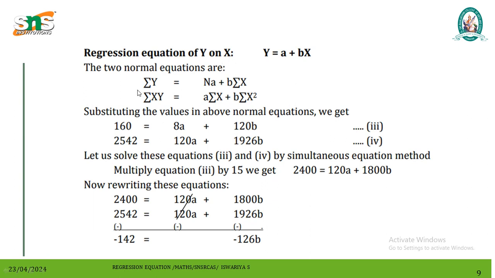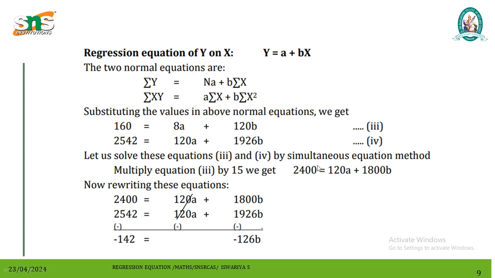So these are the two normal equations of the regression equation of y on x. In the same way, we are going to substitute the values that we found in the table. After substituting the values, I get two equations, that is 160 is equal to 88 plus 120b and 2542 is equal to 120a plus 1926b. I named equation one as 3 and the second as equation number 4. So next we are going to solve both equations and find the values of a and b.